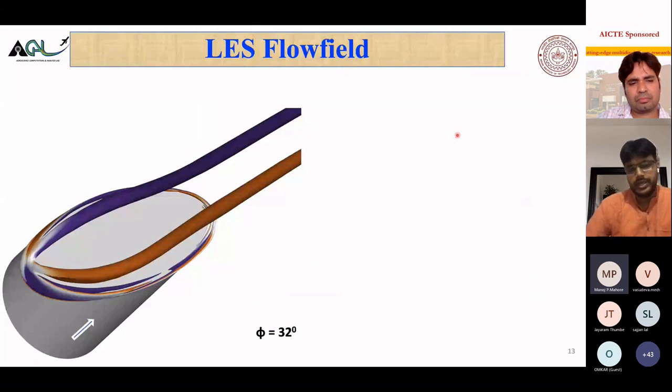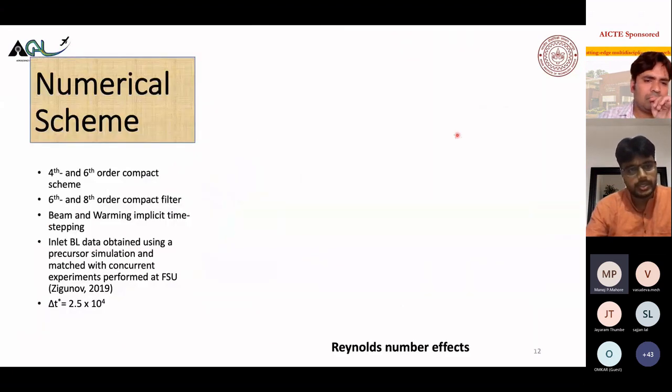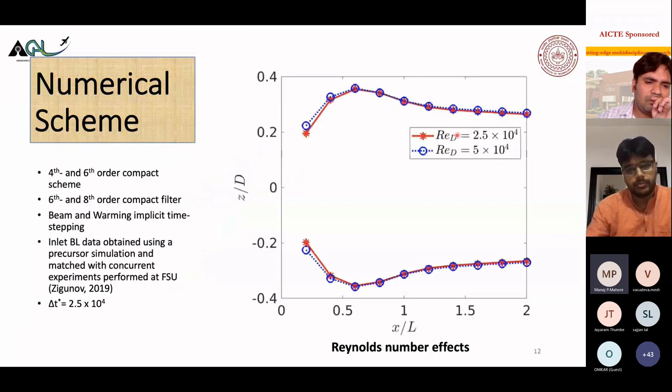So how does the flow field look? Let's go there. Before that, most of the results that I'll be discussing are for three upsweep angles: 20 degrees, 32 degrees, and 45 degrees. Why up to 45 is because typically the upsweep angle in cargo aircraft is about 30, 35 degrees, something like that. So it is always going to be below 45 degrees.